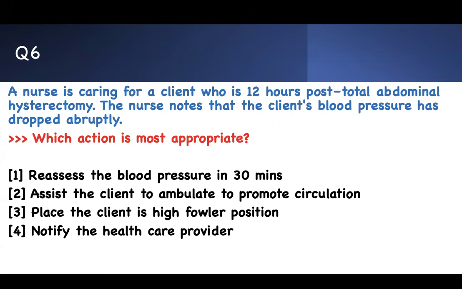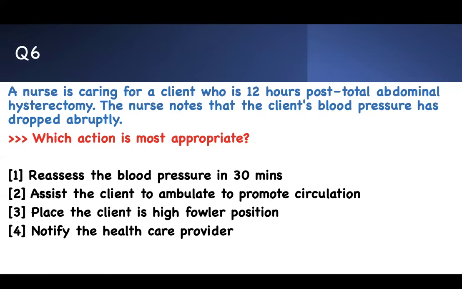Therefore, what? Assisting the client to ambulate is a bad idea. Placing the client in the high Fowler's position is a bad idea. That will cause more hypotension. Reassessing the blood pressure in 30 minutes is a bad idea. Therefore, what do you do? Let the doctor know. There's no answer choice there that has you do something.